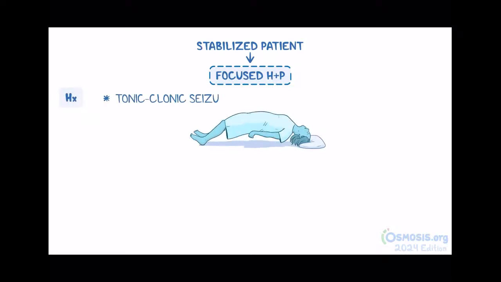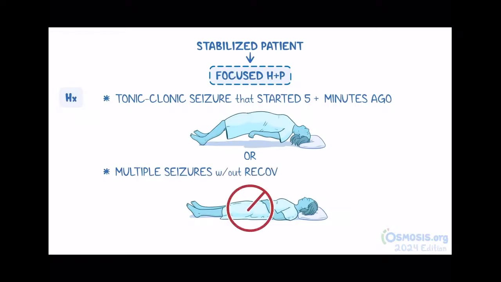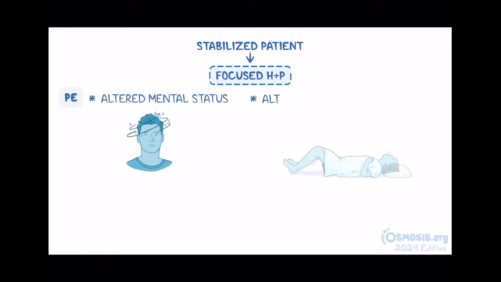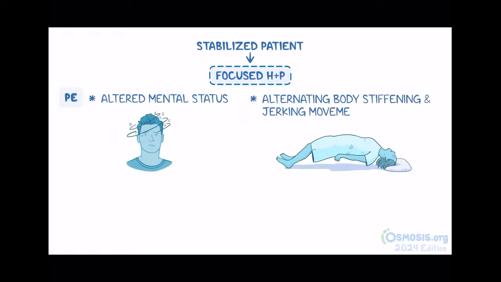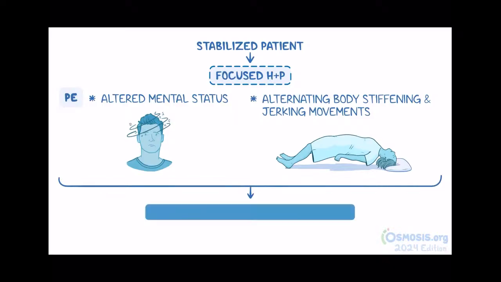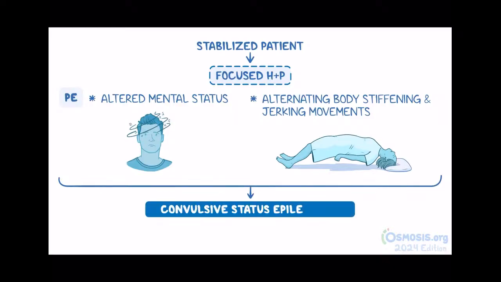So once you stabilize the patient, your next step is to obtain a focused history and physical examination. History will reveal a tonic-clonic seizure that started 5 or more minutes ago, or multiple seizures without recovery to baseline mental status between attacks. On the physical exam, you will notice an altered mental status and alternating body stiffening and jerking movements. With these findings, diagnose convulsive status epilepticus.